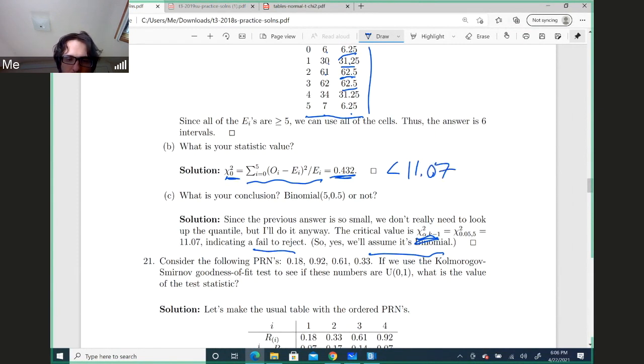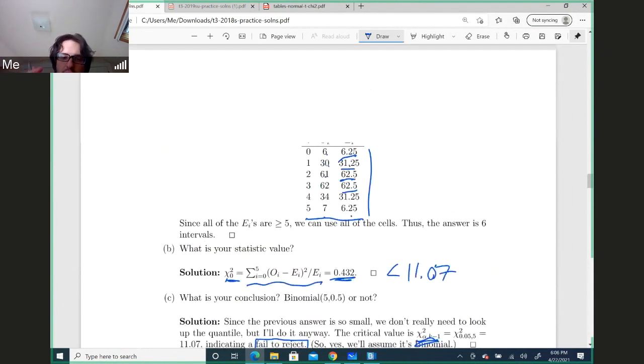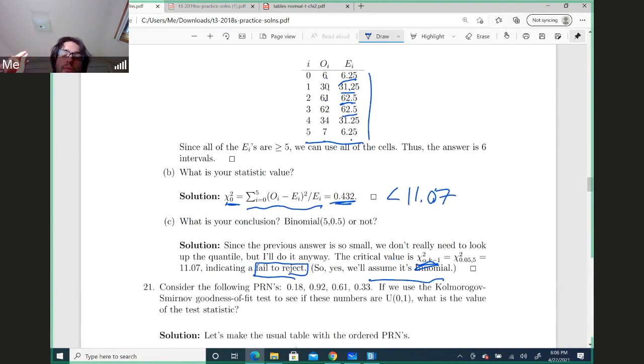we fail to reject, which means, just to clarify, in the goodness of fit test, we have a hypothesis that the data is from this binomial distribution. So if we fail to reject that hypothesis, then we'll assume that it is in fact from that binomial distribution because we didn't find evidence otherwise. The way we would find evidence otherwise is if our statistic value was bigger than our critical value.